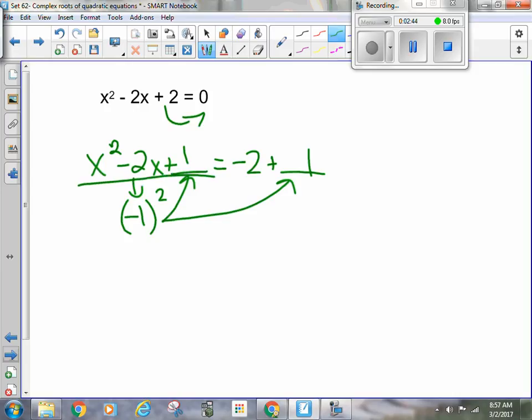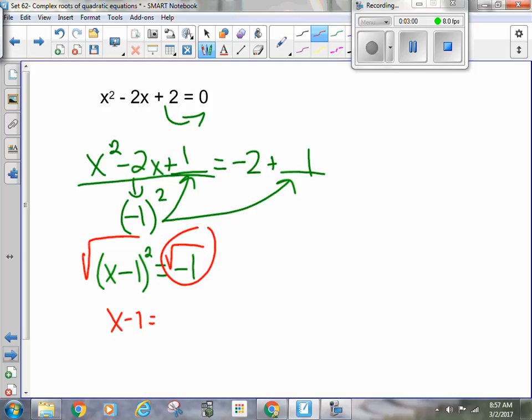This here, you could go through and factor, but we don't need to do all that work because we know it's just going to be x minus 1, because that was our b term, squared, equals, here we get negative 1. We're going to take the square root on both sides. So we get x minus 1 equals, we have the square root of negative 1, that turns into i. So plus or minus i. Go ahead and add 1 to both sides. So x equals 1 plus or minus i.